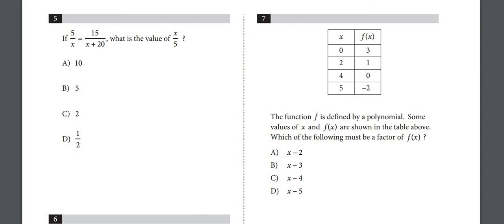Alright, let's move on to question number 7, in which you see this table of values of x that are given and values of y which is a function of x. The corresponding values are given. So the function f is defined by a polynomial, and some values of x and fx, the function of x, are shown in the table. Question is, which of the following must be a factor of the polynomial function? A factor of.